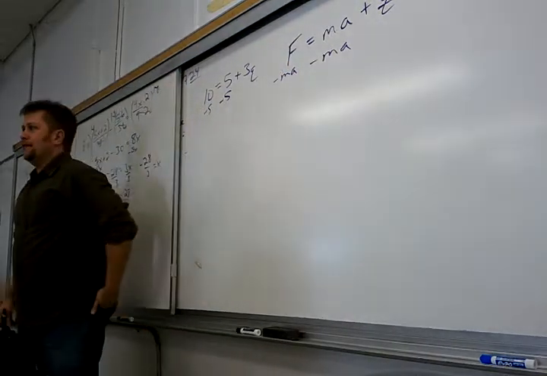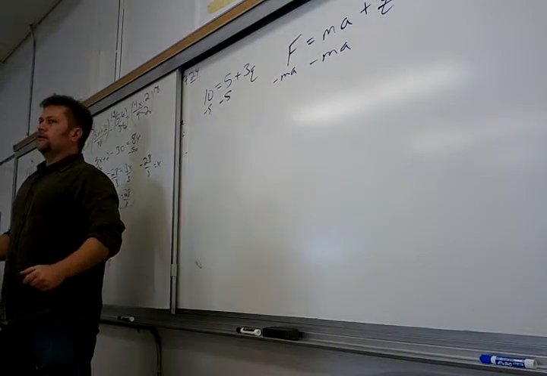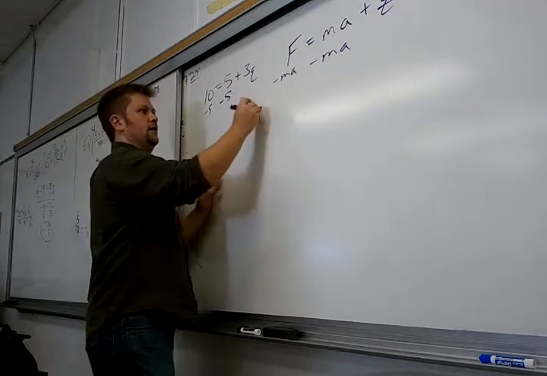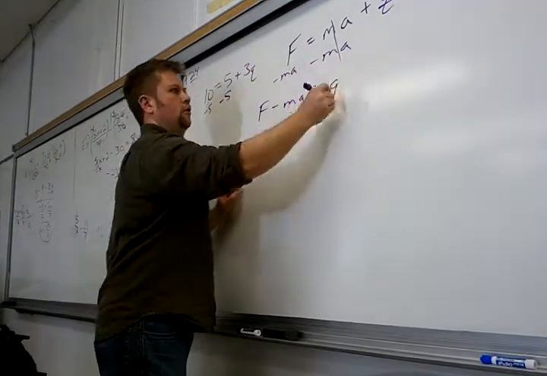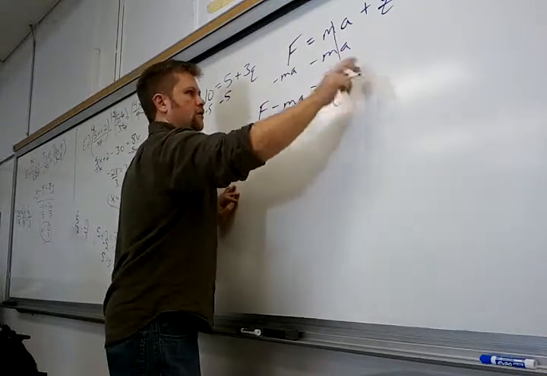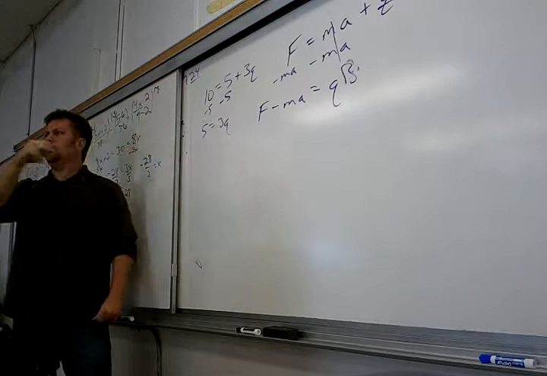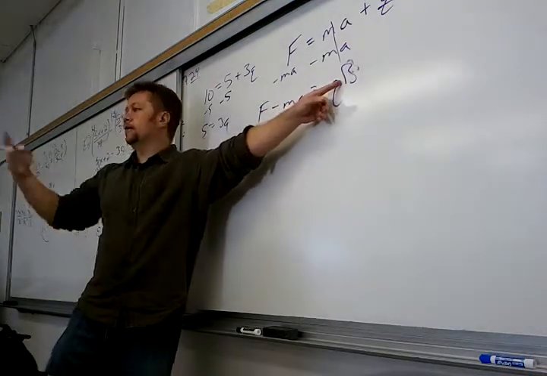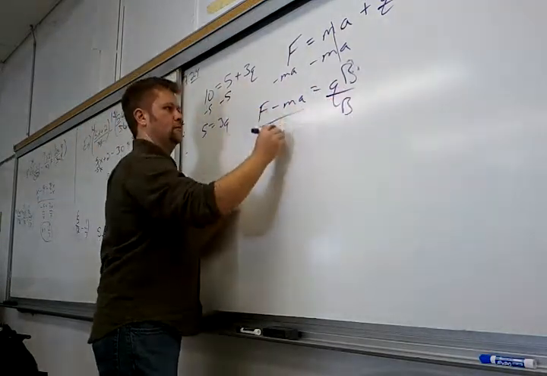Now what is F minus MA? If you don't know what it is, you just write it down. F minus MA is F minus MA. What do you have left over there? QB. So the last step here would be, get rid of the thing that's not a Q. So over here, I would divide by B. So Q equals F over B minus MA over B.